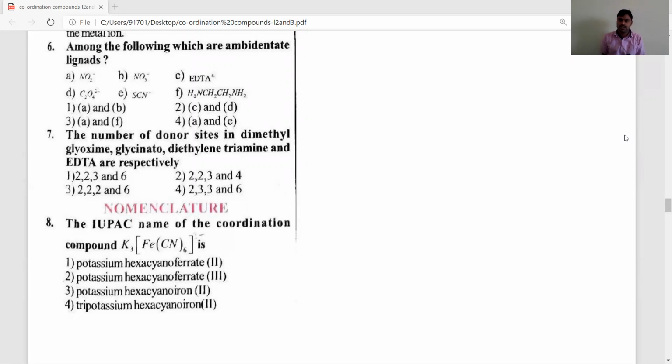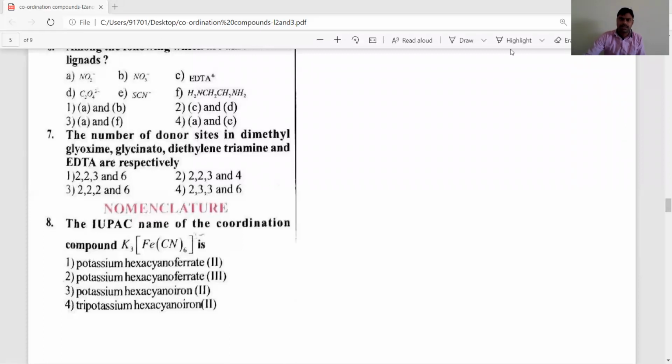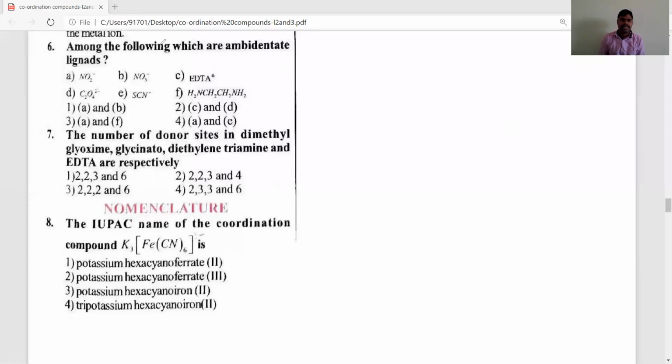So five is over. Now let's see the sixth question. What is the sixth question, dear students? The sixth question is: among the following, which are ambidentate ligands? Okay students, now we'll discuss ambidentate ligands.